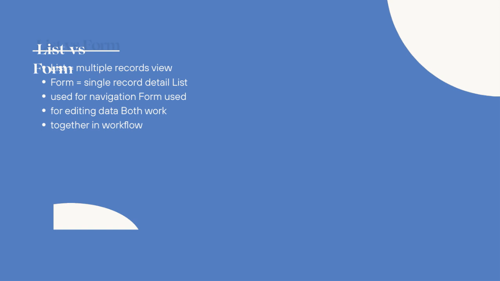The list is primarily used for navigation. You select an item from the list to view or edit it. The form, however, is where you actually make changes or see more in-depth information about that specific record. It's important to remember that both of these views work together in a workflow. You start with the list to find what you need, then switch to the form to work on that specific record. This combination makes the whole process more efficient and intuitive. It's all about creating a seamless experience for managing data effectively.